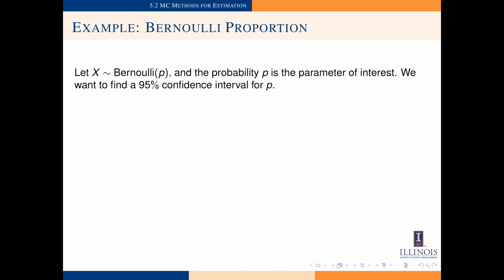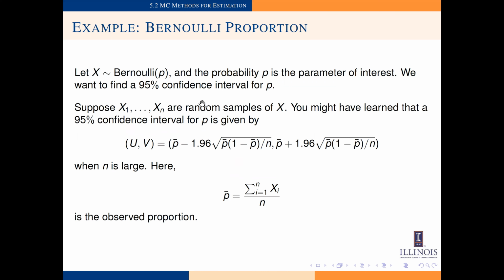So let's see an example which involves finding out the confidence level of Bernoulli proportion confidence intervals. So suppose that x follows the Bernoulli distribution with probability p. So here p is the parameter of interest, which is the probability of a success. We want to find a 95% confidence interval for p. So if this is our task, it might bring up some earlier memories for you where you say, wait a minute, I learned about how to do this.